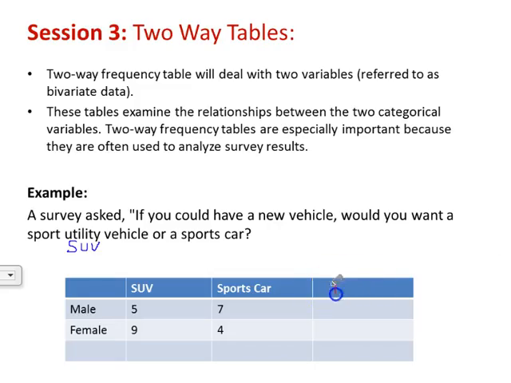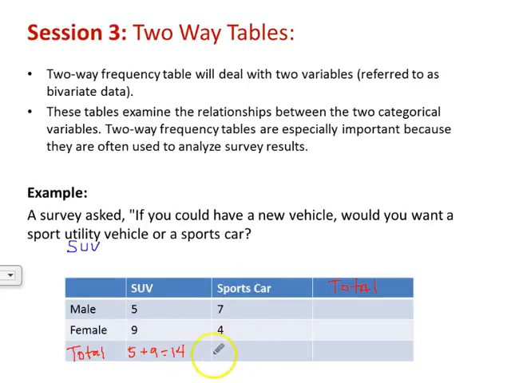So I'm going to put total here because we're going to find the total for the columns and for the rows. So how many total people wanted an SUV? The number of people who wanted an SUV is this column right here. So we're just going to add 5 plus 9 and get a total of 14. So 14 people wanted an SUV. More specifically, of those, 5 were males and 9 were females.